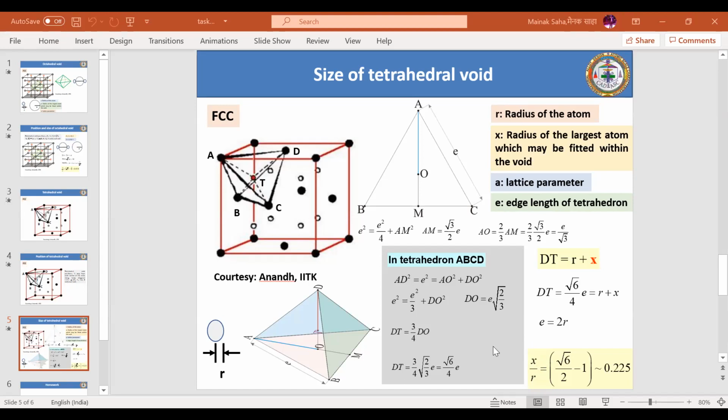So the radius of the largest atom which may be fitted within the void, the void at point E. Similarly, all the other positions will also have the same void with radius equal to 0.225 r, or 0.225 with respect to the atomic radius r. So that is the radius, or the size, of the tetrahedral void.